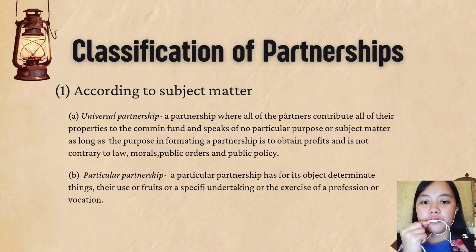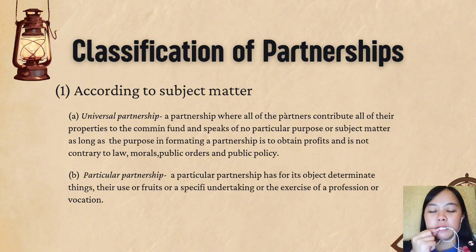The result is that all assets become common property among the partners. For the universal partnership of profits, the partners agree to share only the profits they will earn during the partnership. Also, each partner retains ownership of their separate property, and only the income or benefits from the properties and business activities are shared. Next is the particular partnership.